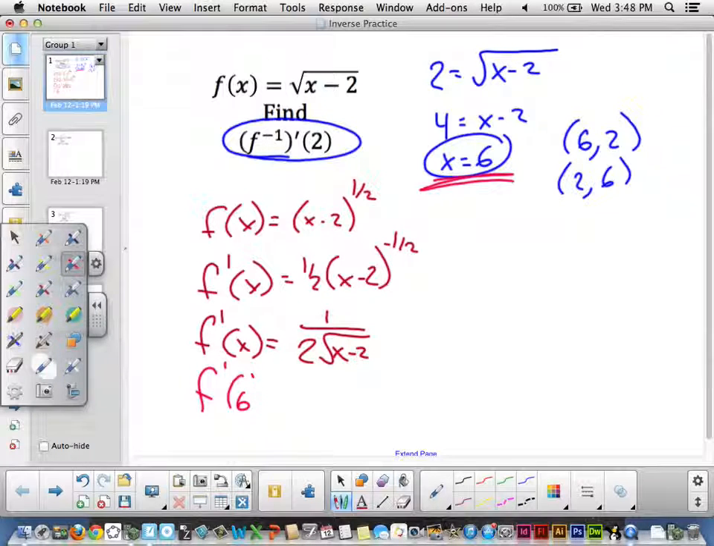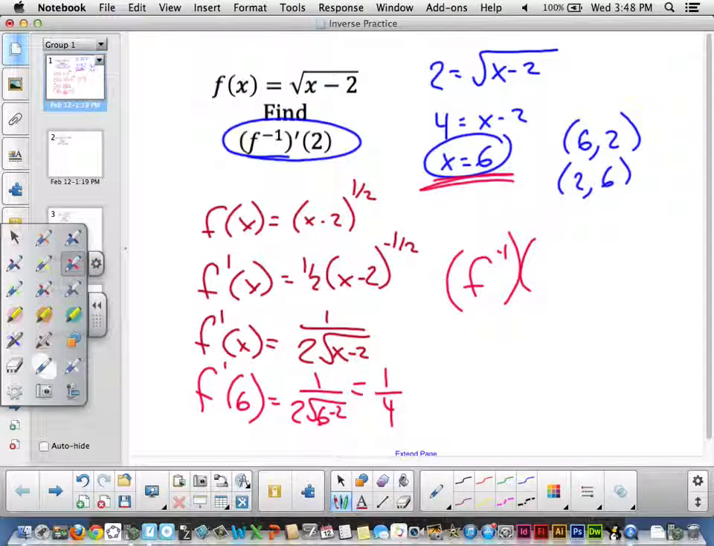f prime of 6 equals 1 over 2 square root of 6 minus 2. That's 4. Square root of 4 is 2. So we got 1 over 2 times 2, which is 1/4. So that's the derivative of the function. And then the derivative of the inverse at that reflected point, so that'll be 2, will be the reciprocal of that. So that'll be 4.